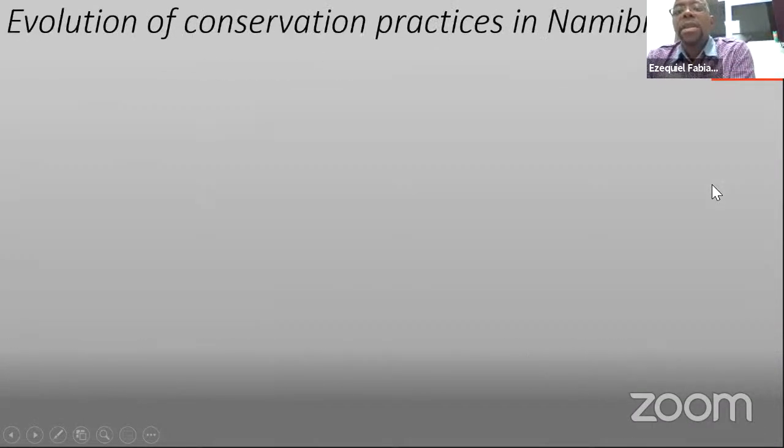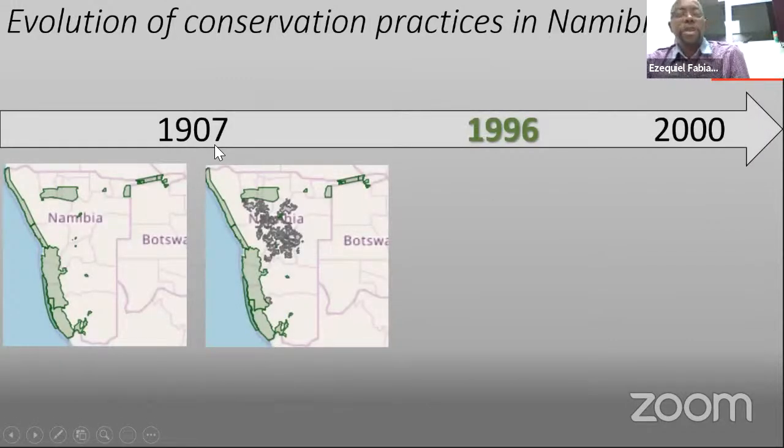Now, underlying this distribution of resources is the basis upon which the evolution of the conservation practices in Namibia is based. So conservation practices in Namibia started around the 20th century and beyond, with the first protected areas being established, mostly as hunting grounds. Some of those were eventually converted into protected areas.